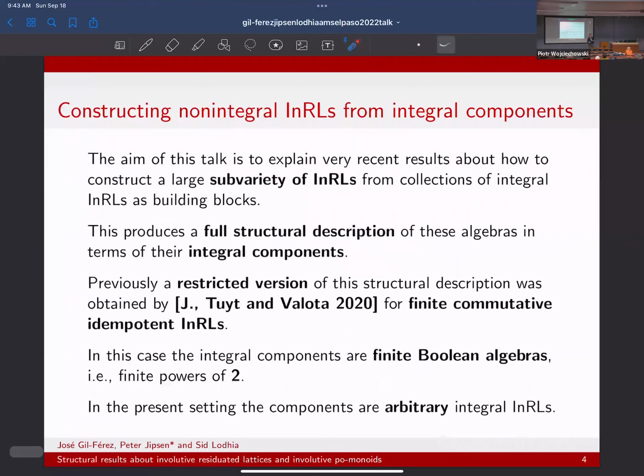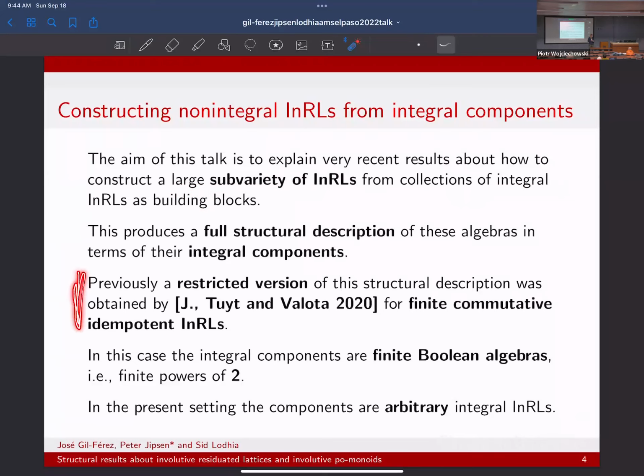Now, what are we interested in this talk? I'm going to show you how to construct non-integral involutive residuated lattices from integral components. So even though we don't have a good classification for all the integral ones, we actually, in a certain subvariety of involutive residuated lattices, know precisely how to construct the remaining ones of that subvariety from these integral components. And this is the new result. That's how you can, in this large subvariety that will be properly defined, get all of the algebras from the integral building blocks, and it produces a full structural description of these algebras.